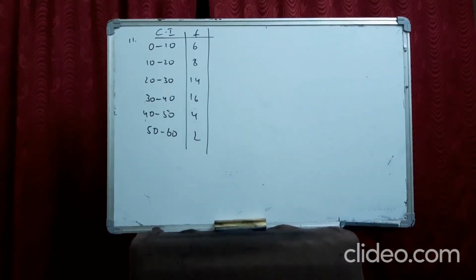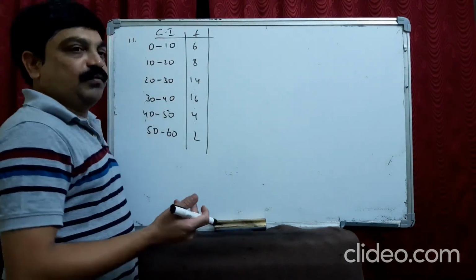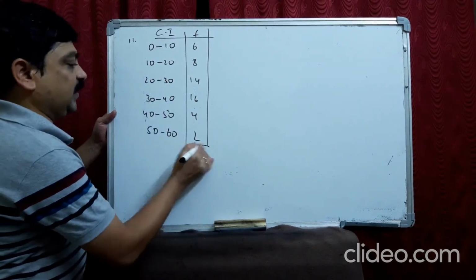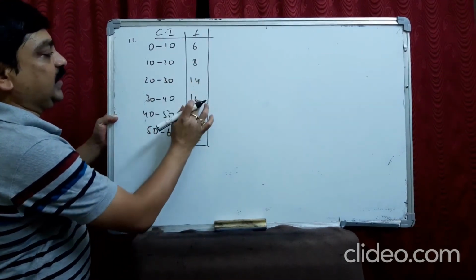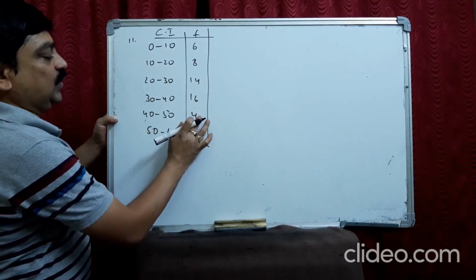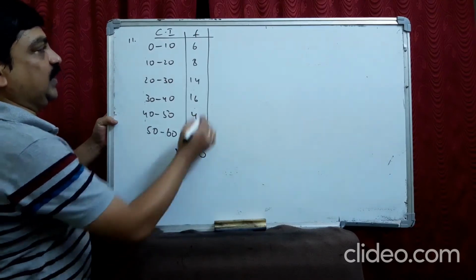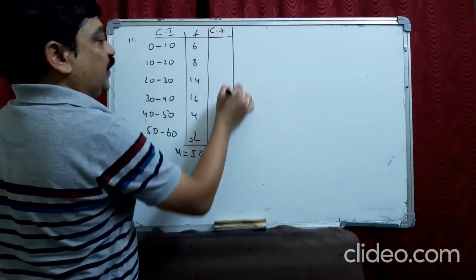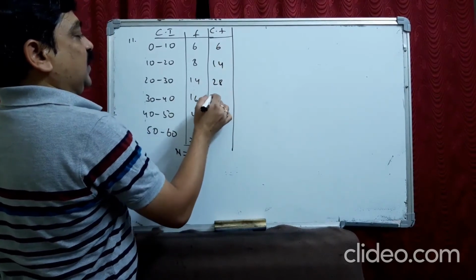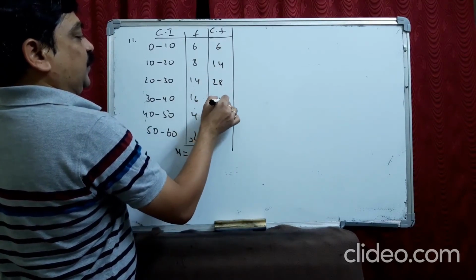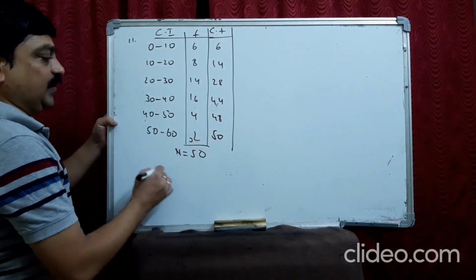Now it is to find the mean deviation about the median in group data. So you know the formula of finding the median. First let us find out capital N. 14, 18, 24 plus 6, 30, 50. N is 50 and cumulative frequency is required to find out the median. 6, 14, 28, 44, 48 and 50.